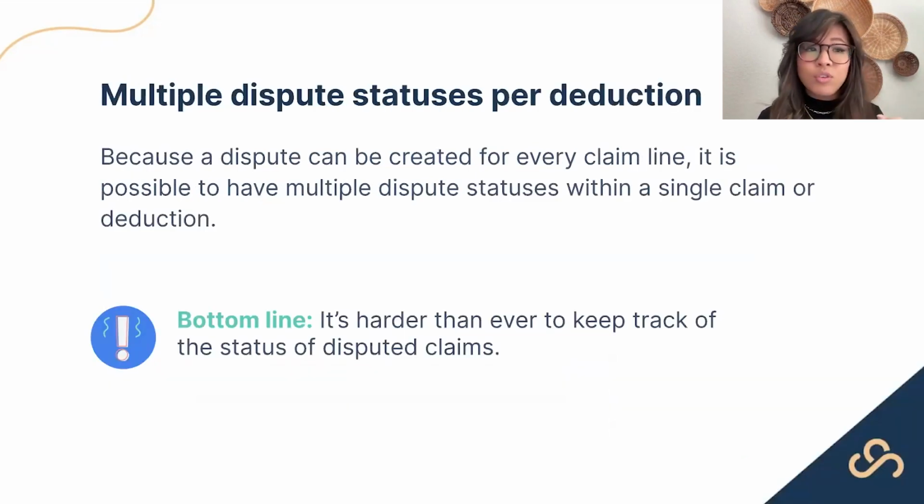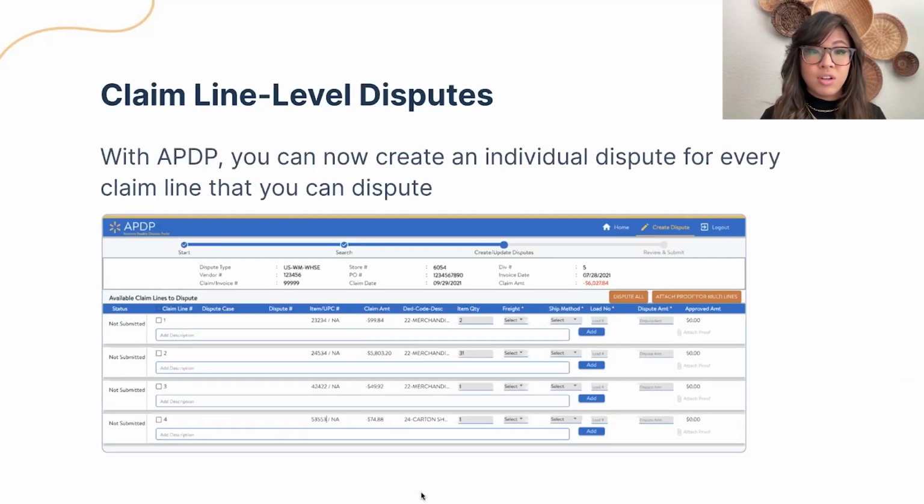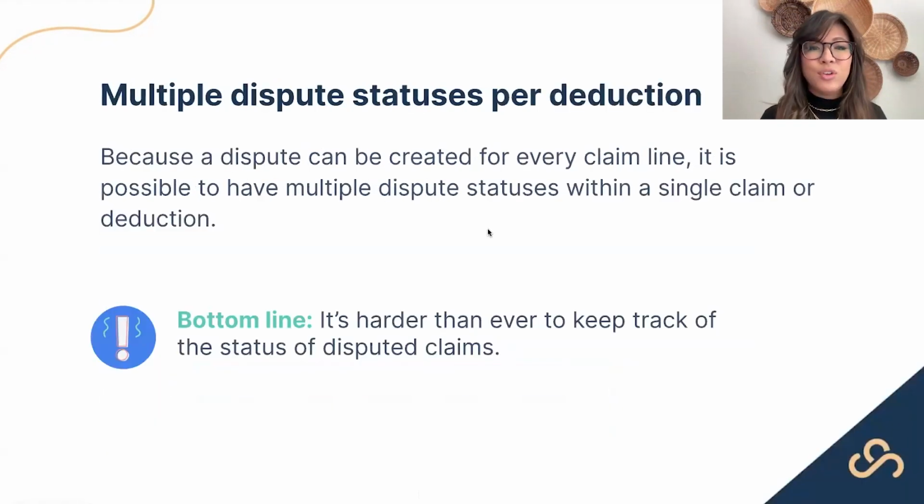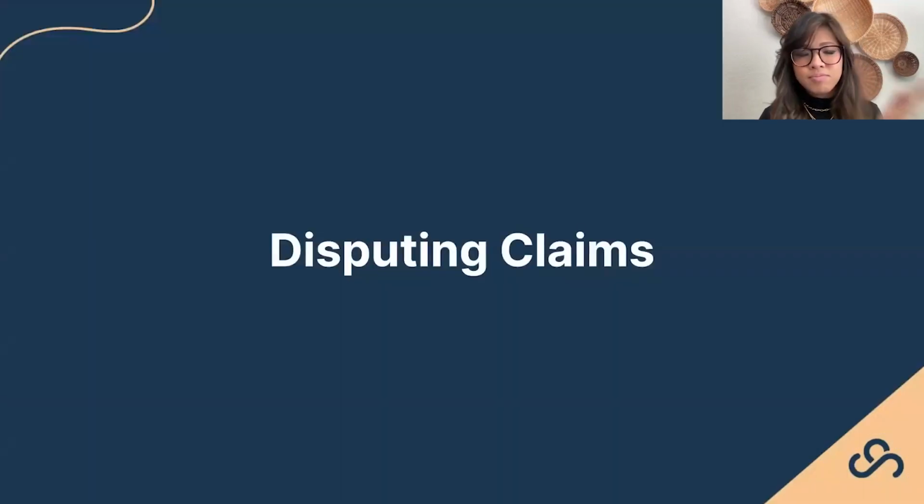As I alluded to earlier, one thing to keep in mind is that you can have multiple dispute statuses per deduction. For example, let's say you did submit disputes for line 1 and line 2. Walmart can come back and say, yes, line 1 is approved, line 2 is denied, or whatever it is. So you need to make sure that you've got a system in place to keep track of what is getting approved and what is getting denied, because you have specific windows to go after any claims that do end up getting denied, which I'll share more information about further down in the presentation.